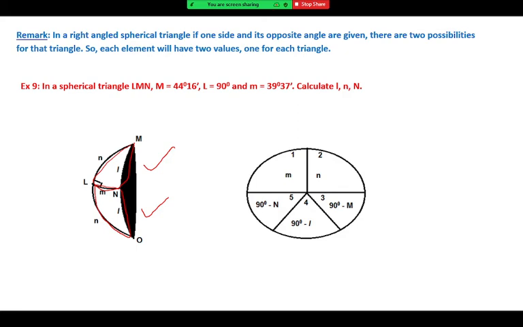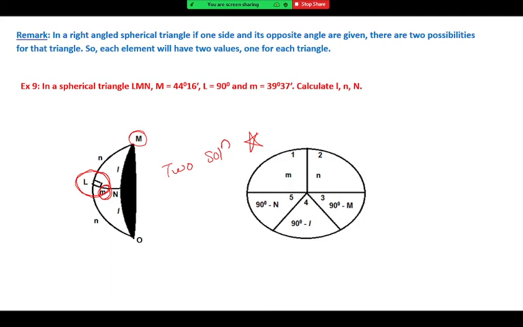There is only one solved example in the textbook, and this question was asked only once or twice in old question papers. But remember the case: in a right angle triangle, if an angle and its opposite side are given, then there are two solutions. You should remember this as a special case of a spherical triangle. We'll discuss these two solutions.